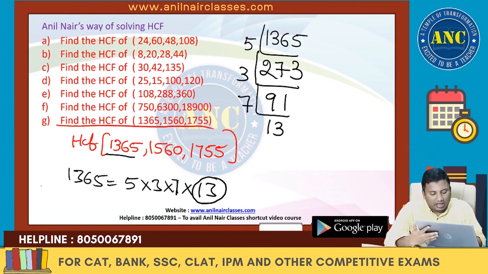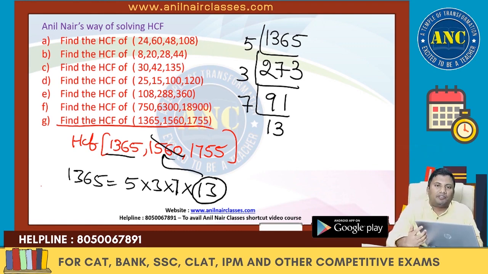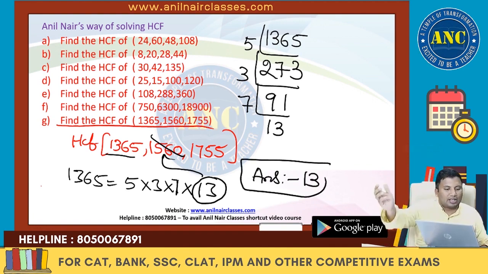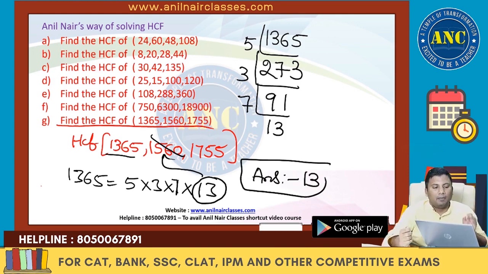Check with 13. 13 12s are 156, divisible. 13 1s are 13, 13 4s are 52, 13 3s are 39, 13 5s are 65. The answer for this question is 13. A beautiful logical way to solve the highest common factor.